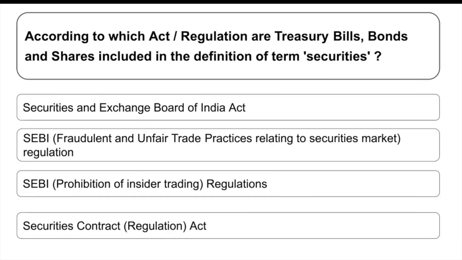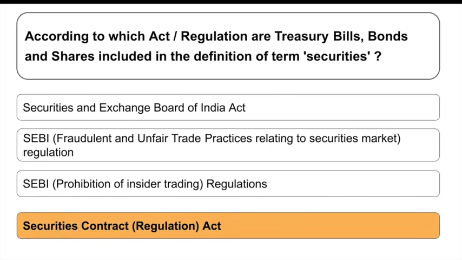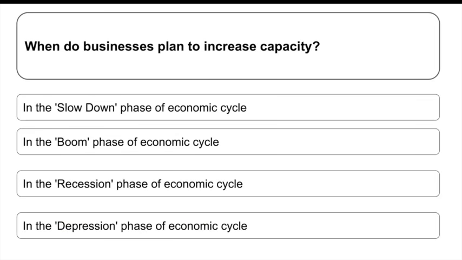According to which act or regulation are treasury bills, bonds and shares included in the definition of securities? So this question is very simple. Where is the securities definition given in the acts? Options are A, Securities and Exchange Board of India Act, B, SEBI Fraudulent and Unfair Trade Practices Relating to Securities Market Regulation, C, SEBI Prohibition of Insider Trading Regulations, D, Securities Contract Regulatory Act. So friends, the correct answer is SCRA, as we call it in short form, the Securities Contract Regulation Act. Going to the next question.